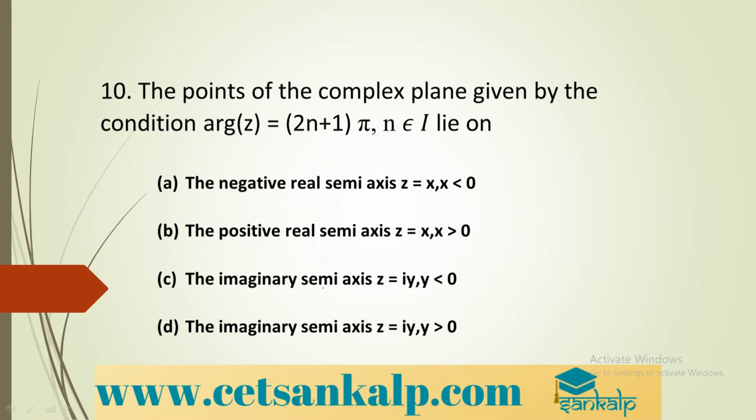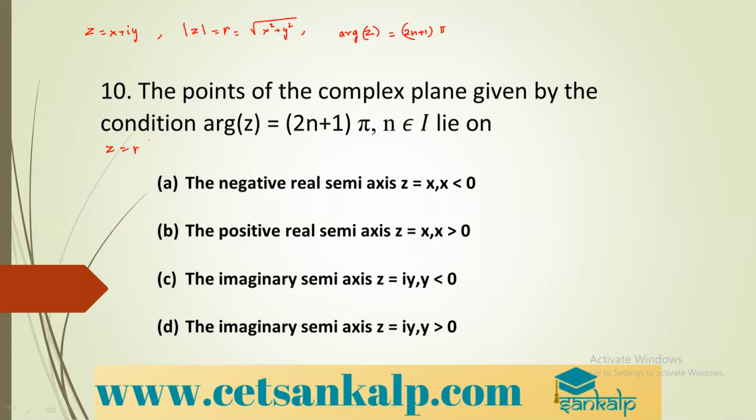Now for that, we have to take z as any complex number. Let z be x plus iy. So that when you take modulus of z, it will be r, that is square root of x square plus y square. And if you take argument of z, it is already given as (2n plus 1) into pi. That means I can write the z complex number in a different way.